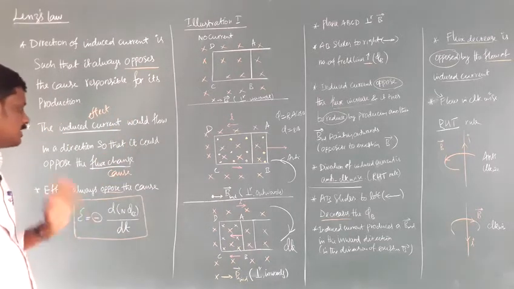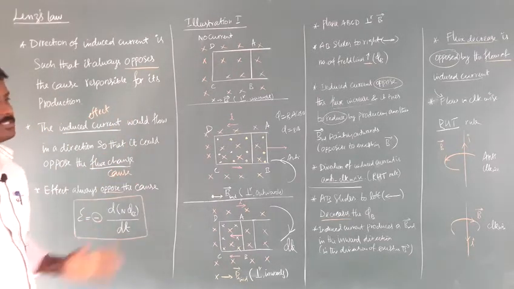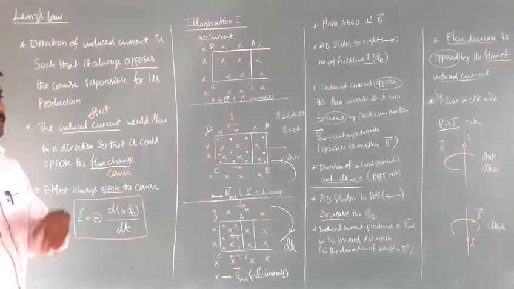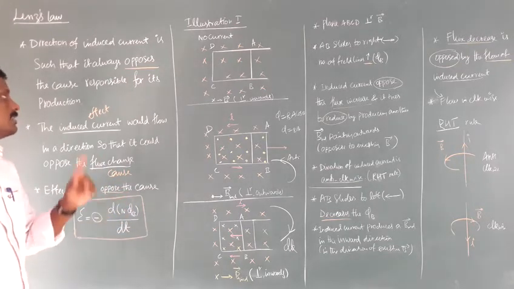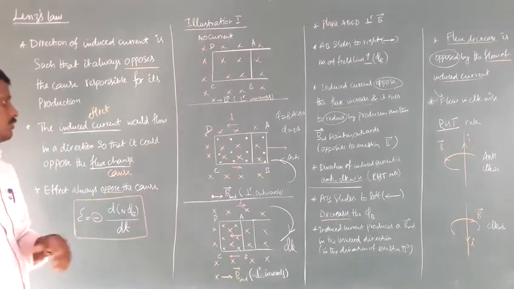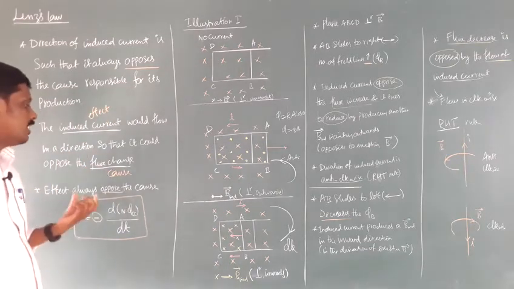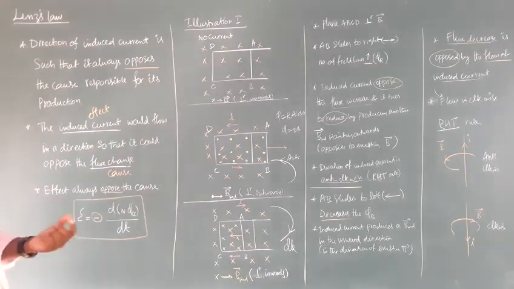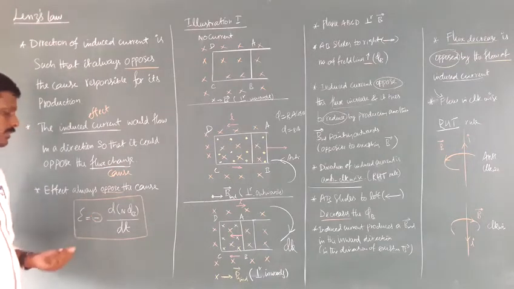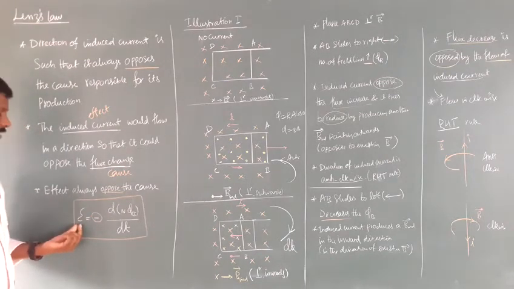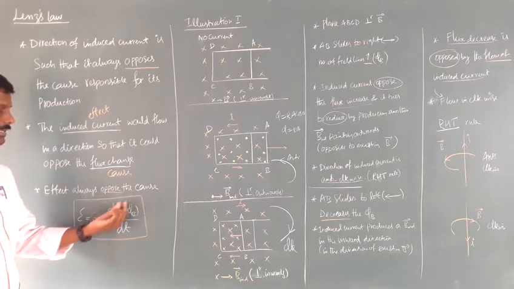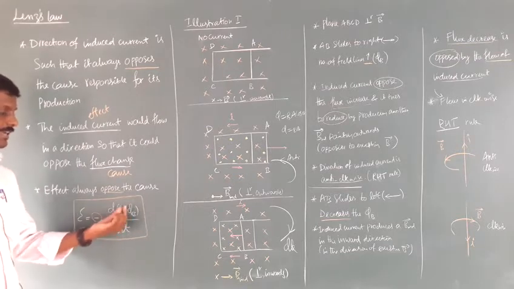So what is the cause? Flux change. There is a change in magnetic flux linked with the coil. There is an induced current produced in the coil. So cause and effect are always in opposite directions. To represent that, we use the negative symbol. So the induced EMF is equal to minus dNφ by dt, where φ is the magnetic flux.